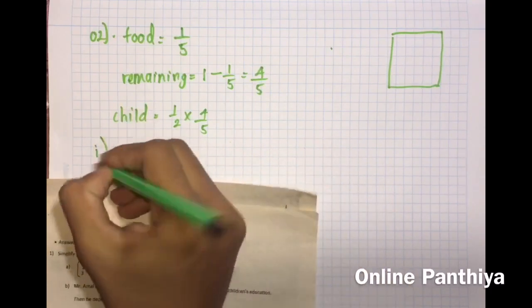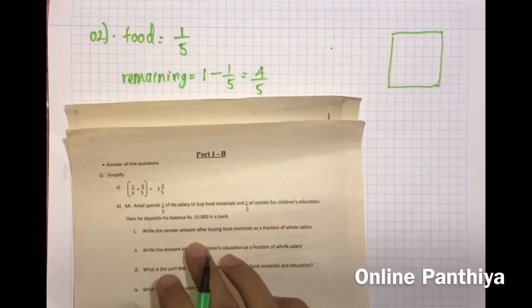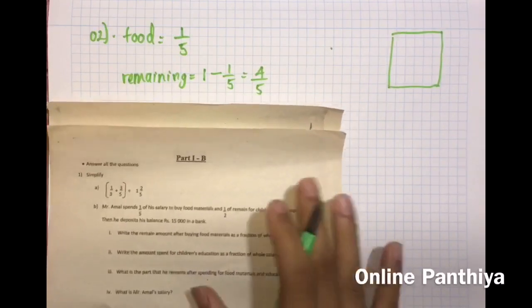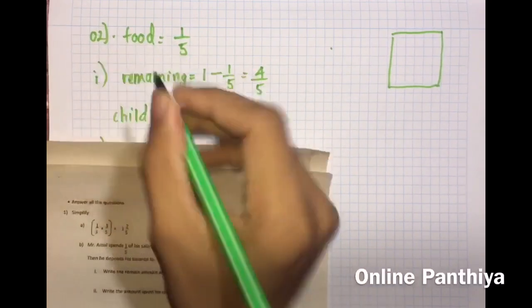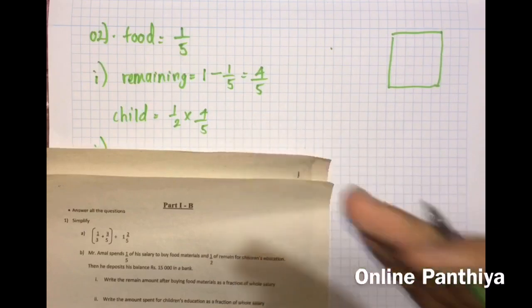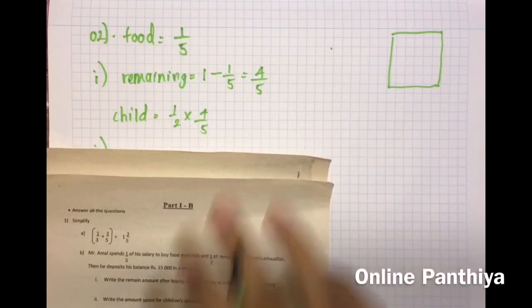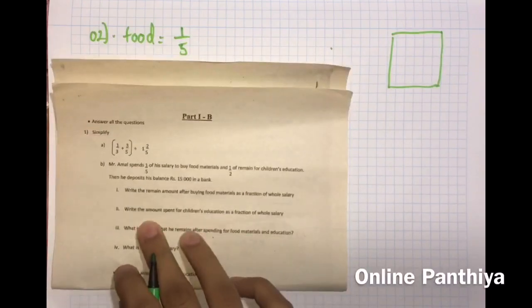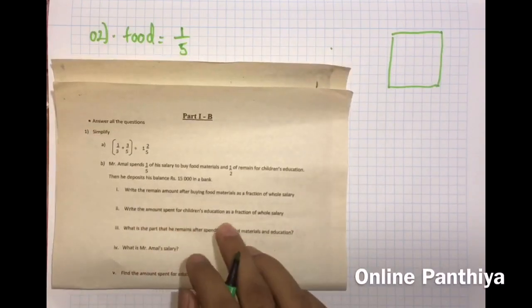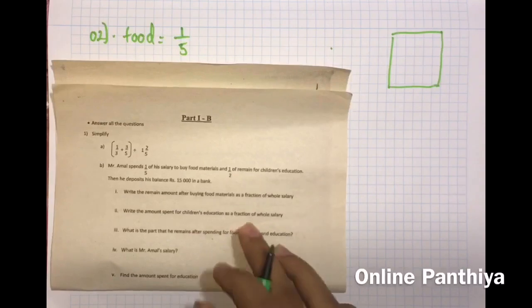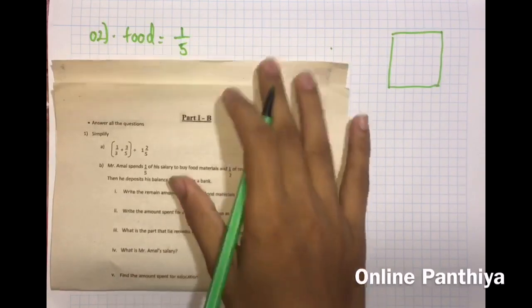So Roman number 1, they are asking you to write the remaining amount after buying food materials as a fraction of the whole salary. That is easier. This is the answer, right? The remaining amount, 4/5. These are the possible questions you get for grade 10. So 4/5, this you have already found out. What is the second one? Write the amount spent for children's education as a fraction. Now you have to just deal with fractions. Now you have to find the fraction that is spent on children's education.